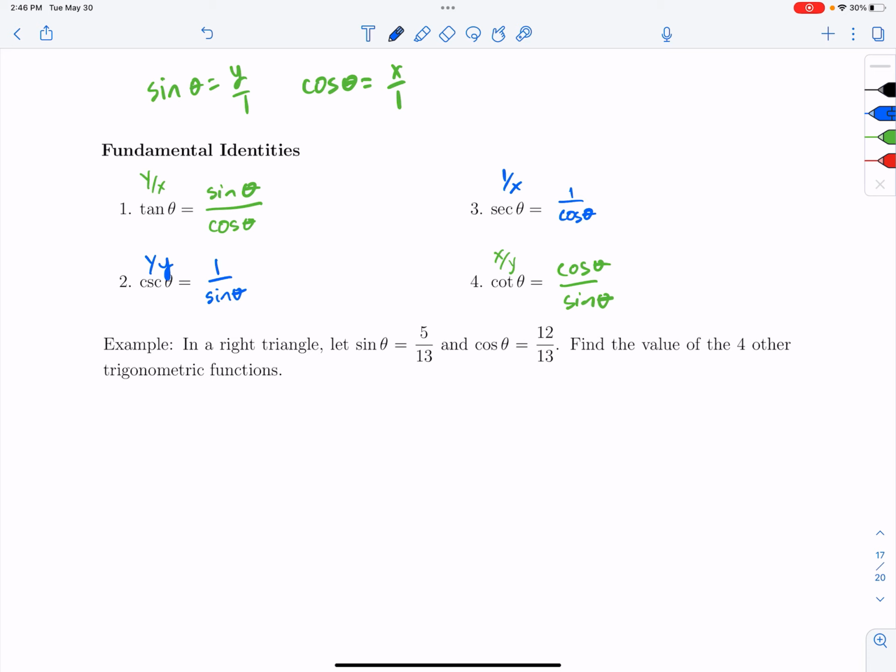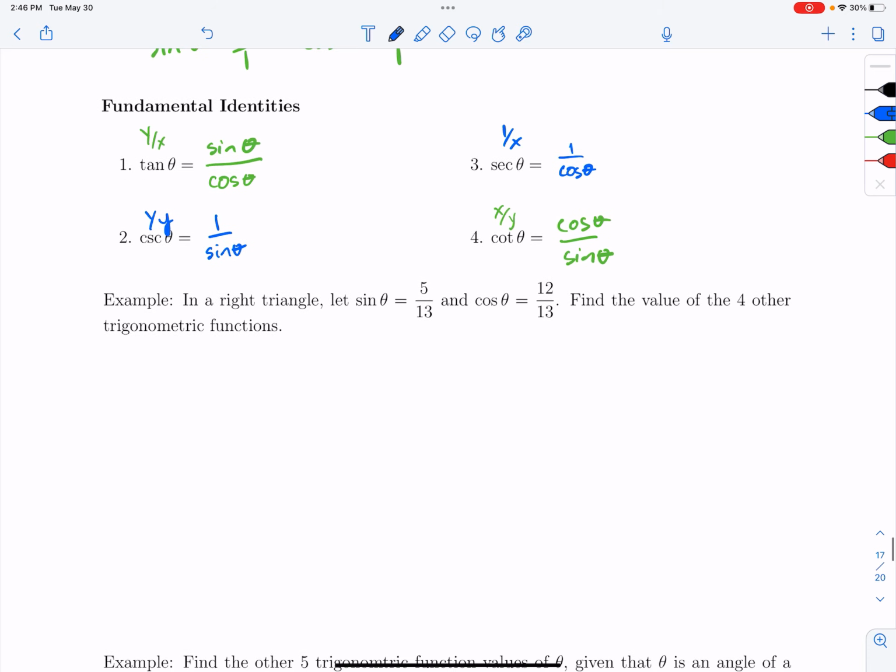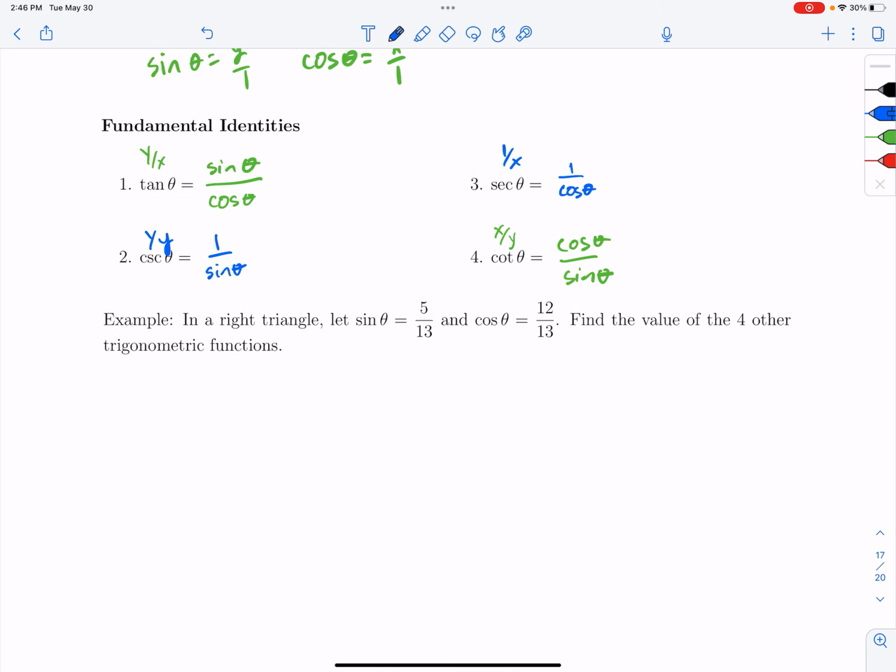All right, so let's look at a couple examples of how we might use these identities. In a right triangle, let sine of theta be 5/13 and cosine be 12/13. Find the value of the 4 other trig functions. So this example doesn't say anything about the unit circle. So we just have a right triangle.